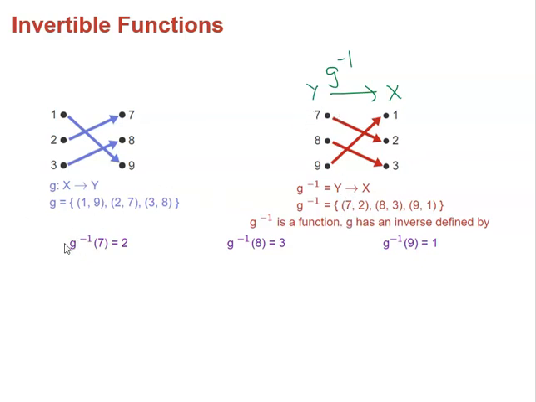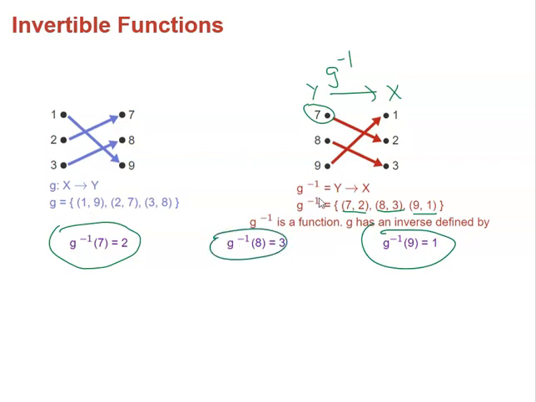So the way to write the inverse elements: in G inverse, this value 7 corresponds to 2, as you can see over here. Also, 8 corresponds to 3, and 9 corresponds to 1. Okay, and so this is how you write the inverse mapping.